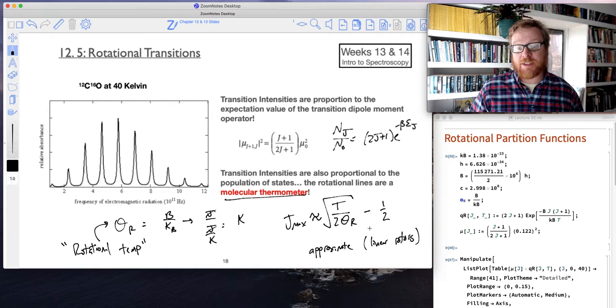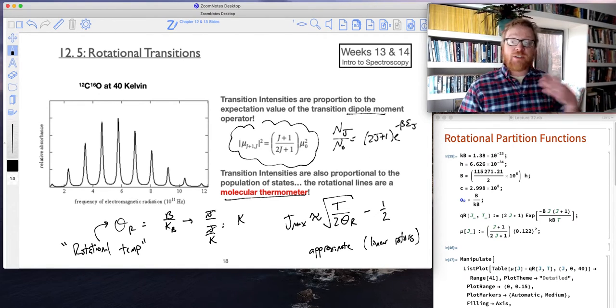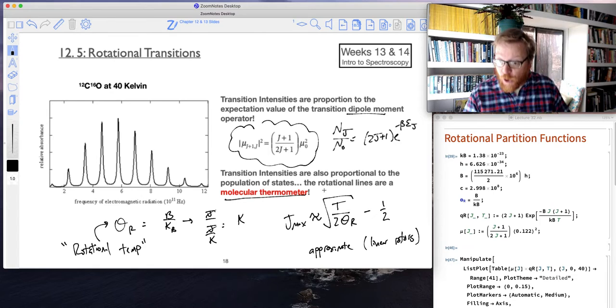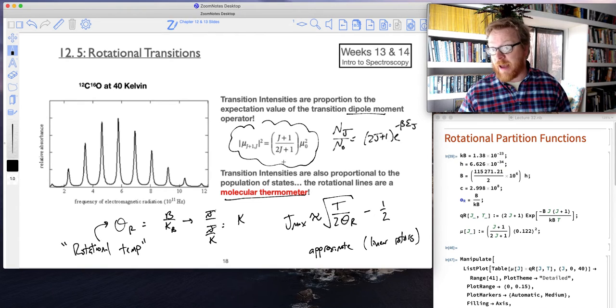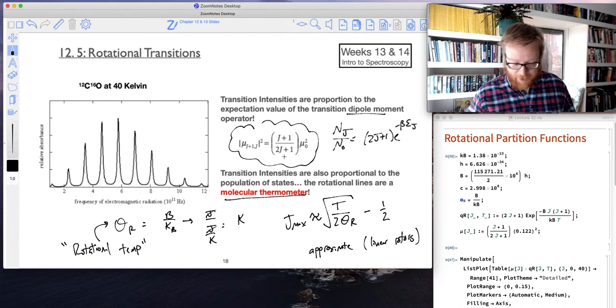So the intensity of transitions will be proportional to the temperature of the molecule, the population of states. But also this equation right here is given by the expectation value for the rotational dipole moment operator, okay? So just like we've been talking before, the intensity of a spectroscopic transition will also be proportional to the dipole moment transition operator value, the expectation value. So the larger a dipole moment is, the more intense its peak will be, okay? So there's really 2 factors that affect a microwave rotational spectrum: the temperature and the dipole moments created, okay?